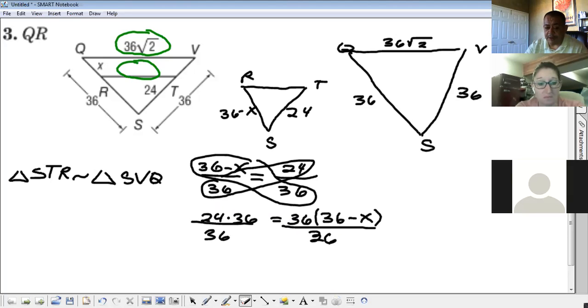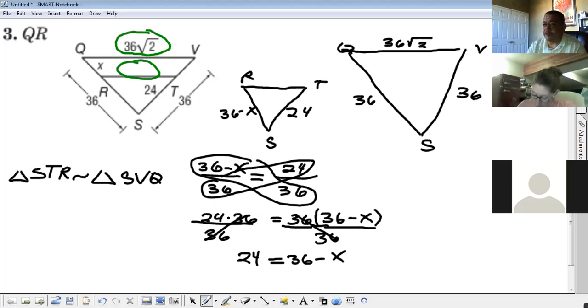You know what? I don't like this number. It looks like 26. Let me fix it. Divide by 36. Now, because these numbers are the same, they cancel. That 36 will cancel, and on the other side, the 36 will cancel. So you have 24 is equal to 36 minus x.